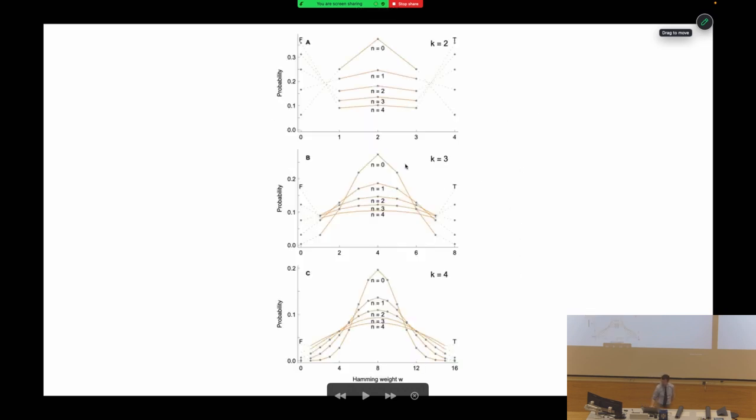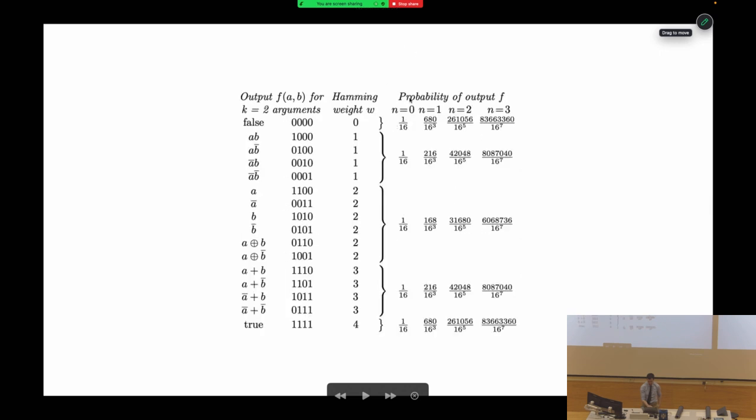Here I've plotted what these look like for k equals 2, 3, and 4 inputs. For each one, we see the number of layers increasing: n equals 0, 1, 2, 3, 4. What we're plotting is the probability of Hamming weight 0, which is 1/16. The probability of Hamming weight 1 is 4 times 1/16, so 4/16. There's 6 of these, so it's 6/16, 4/16, 1/16. And then we carry on.